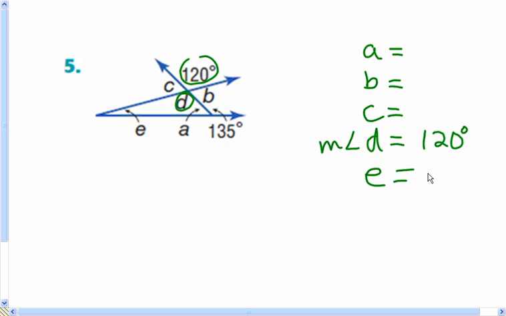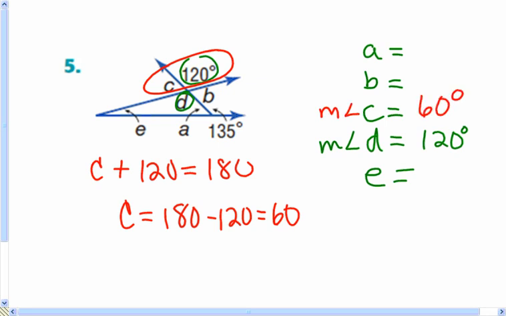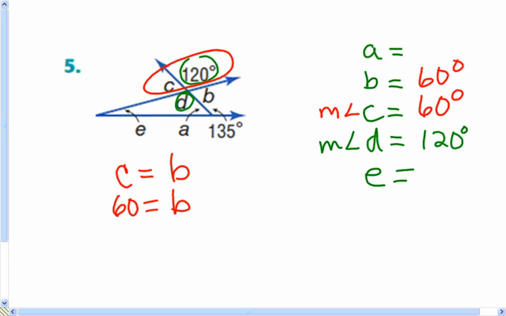Now next you might notice that C and 120, if we combine those, they make a straight line, which is 180 degrees. So C plus 120 is equal to 180. That means C equals, by backtracking, 180 minus 120, which is 60. So the measure of angle C is 60 degrees. Now, you probably noticed that C is equal to B, since they're vertical angles. And since C is 60 degrees, B must also be 60 degrees.